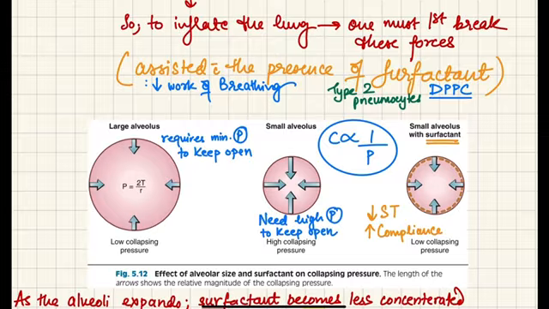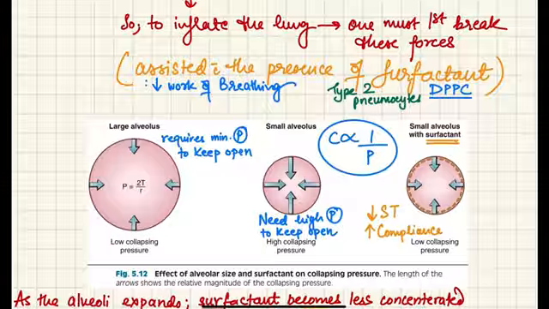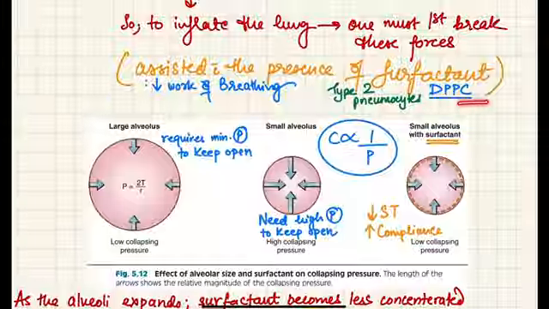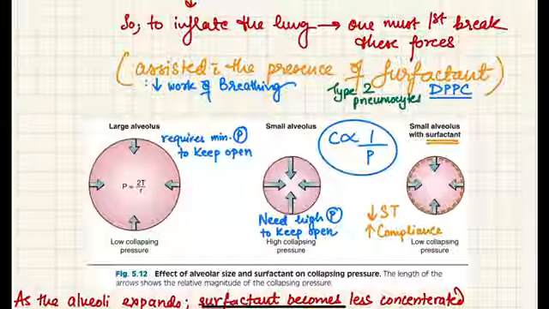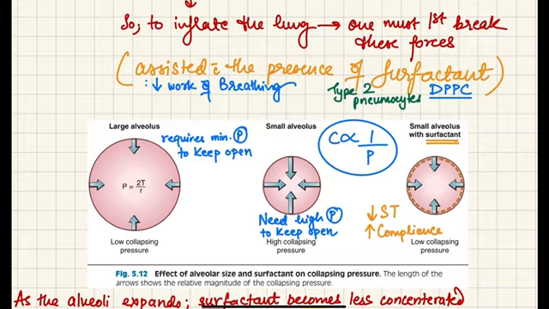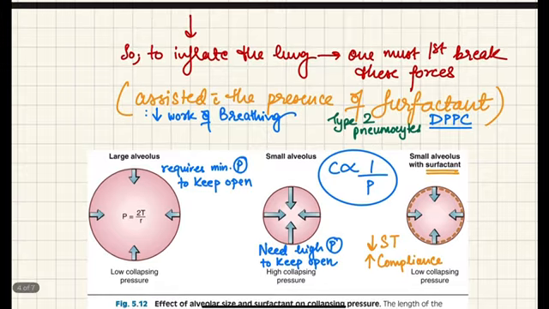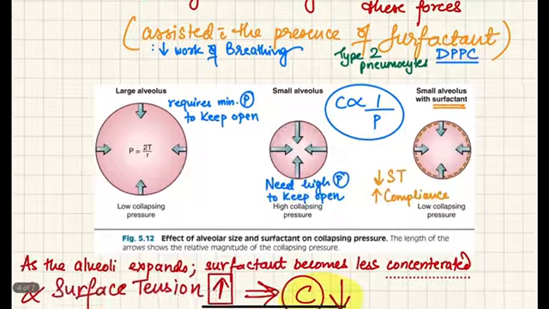Now the surface tension is countered by the presence of a compound known as surfactant, which is dipalmitoyl phosphatidylcholine secreted by the type 2 pneumocytes. It breaks apart these forces which exist between the intermolecular liquid molecules of the alveoli and provides a chance for the small alveoli specifically to remain inflated and have a low collapsing pressure, hence increasing their compliance.